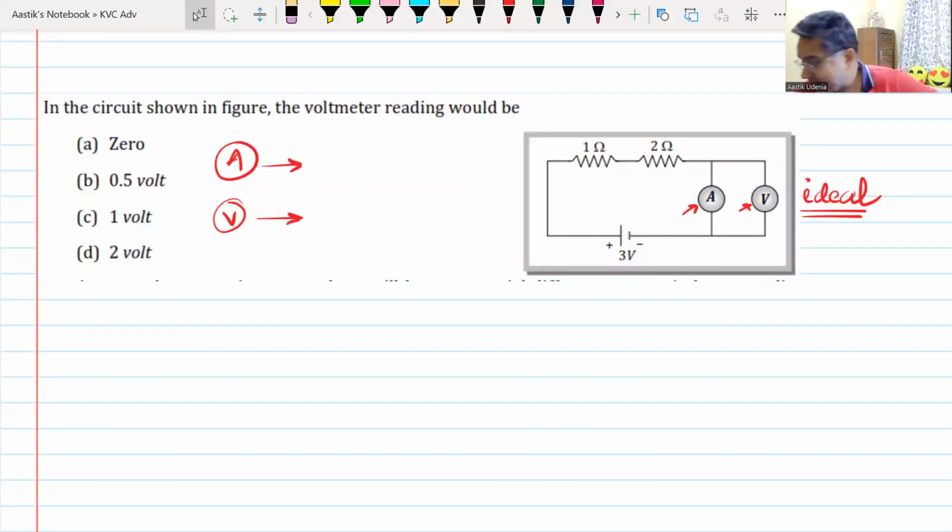Voltmeter reading is 0 and ammeter reading is 1 ampere. How did you get it? It is as simple as this. Ammeter will read the current in this branch. How will the current flow? Current will go from here.